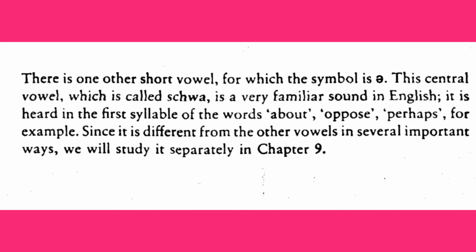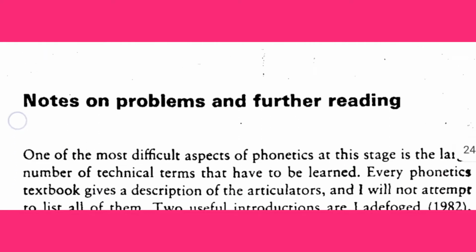The central vowel, which is called schwa, is a very familiar sound in English. It is heard in the first syllable of the words about, appose, perhaps, for example, since it is different from the other vowels in several important ways. We will study it separately in chapter number 9, inshallah.